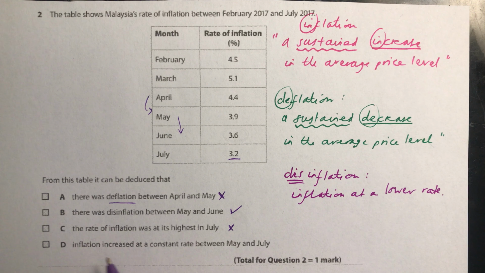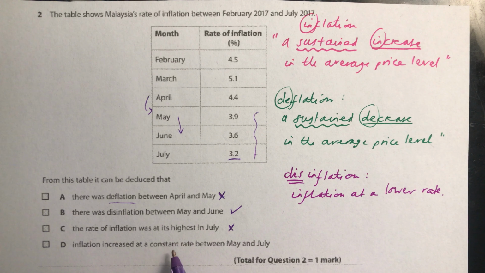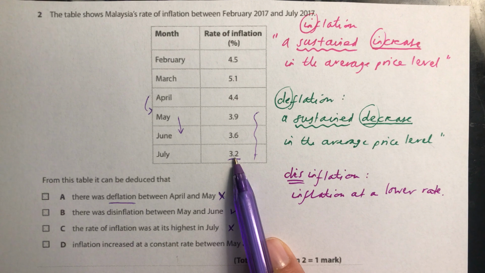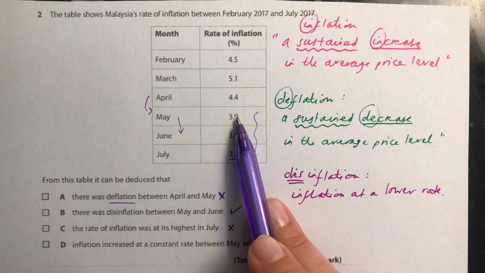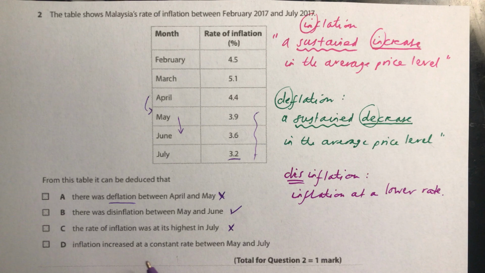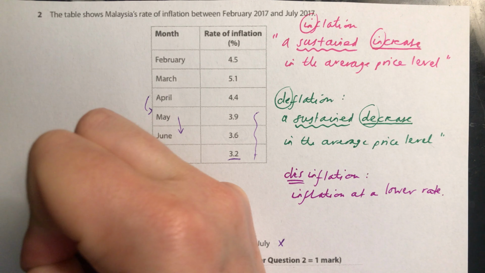The last one, inflation increased at a constant rate between May and July. So May to July, this area here. A constant rate. Constant means that the rate was increasing at the same amount all the time by the same percentage, and that's not true because the inflation rate was 3.9, then 3.6, then 3.2%. The increase from here to here is actually not an increase at all. Look, it was 3.9, then it's 3.6, it's gone down. So there definitely hasn't been an increase in inflation at a constant rate between May and July. So that's wrong. So we were right. B is the right answer.